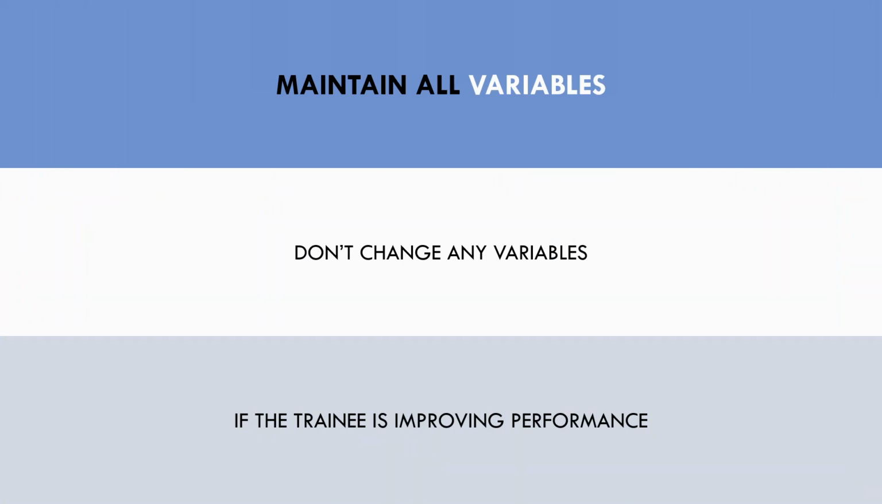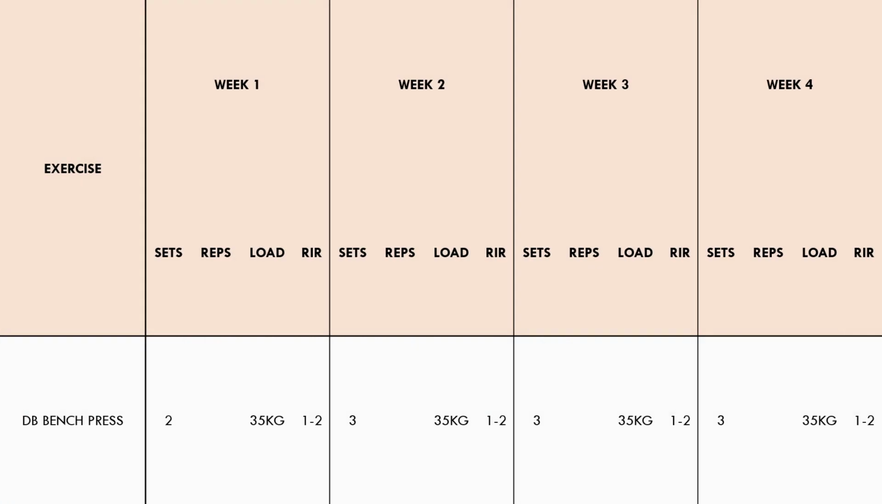For example, let's use the same example of the dumbbell bench press once again. As we can see here, the trainee is performing more reps over time as an adaptation to the training program. Therefore, we can use the same programming variables once again in the next mesocycle.